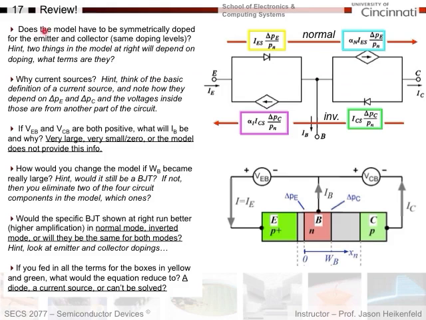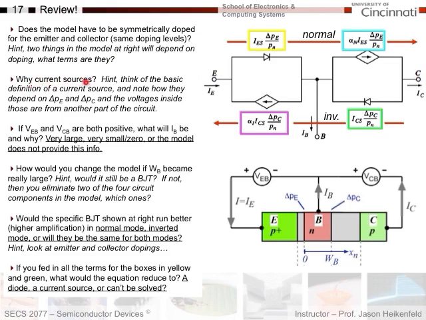So first question, does the model have to be symmetrically doped for the emitter and collector? Does this model have to be the same doping levels on the emitter and the collector? Here's a hint. There are two things in the model over here, two terms that depend on doping. You should know what they are. They depend on the doping on the emitter side versus the collector side. We talked about it back in the lecture slides.